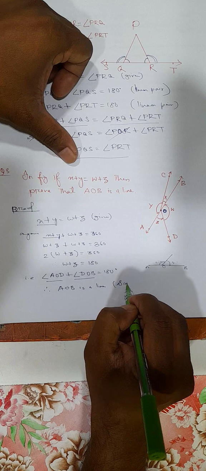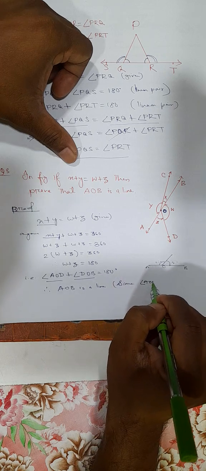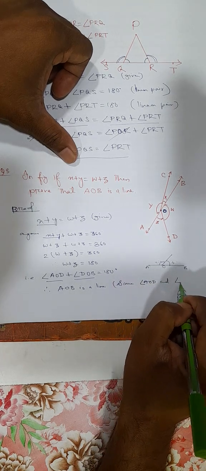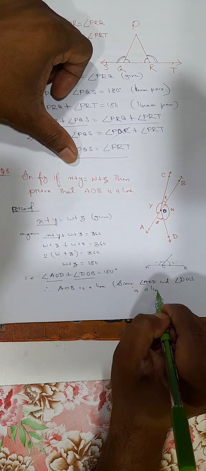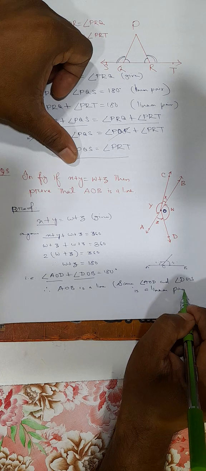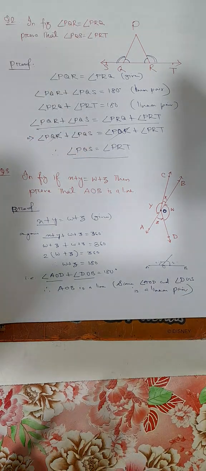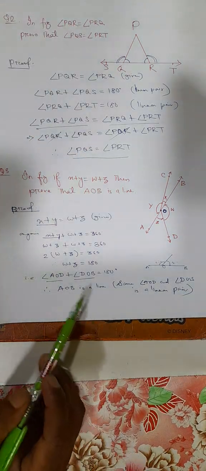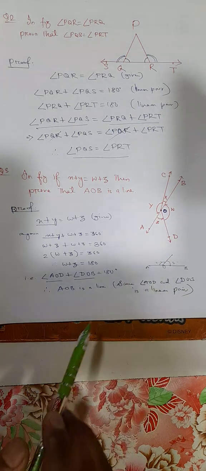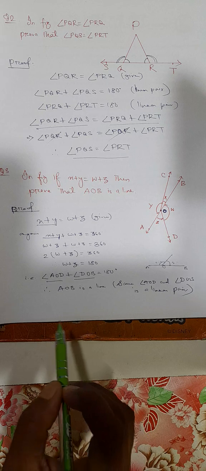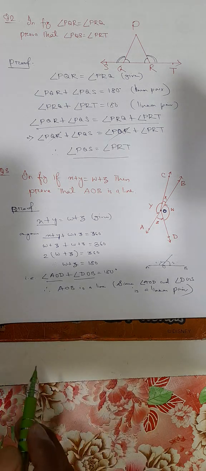Since angle AOD and angle DOB is a linear pair, so we got these two angles AOD and DOB. They constitute a linear pair. Therefore, AOB is a line. Right?